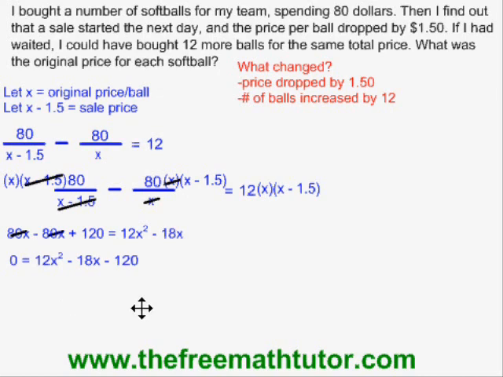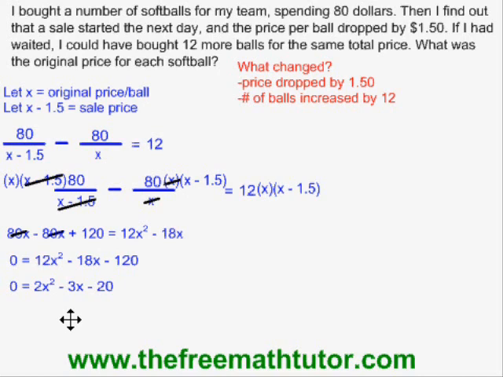First thing I want to do now is simplify this equation if I can. If I divide everything in the equation by 6, I convert it into 0 equals 2x squared minus 3x minus 20. I have smaller numbers to work with. Now I get to choose between factoring or using the quadratic formula to solve this problem. And this time I choose to solve it with factoring.